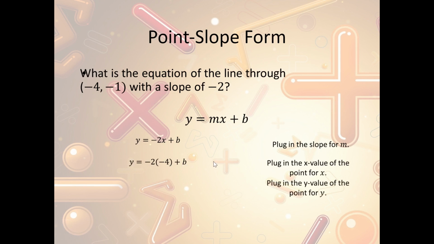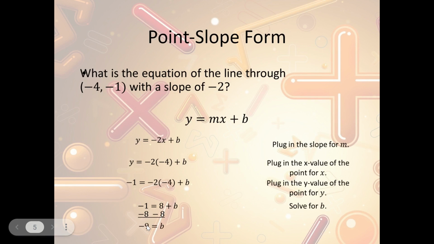Then we plug in our y value. Our y value is -1, and that goes in for y. So this is -1 = -2 times -4 + b. Now we just solve for b. Well, -2 times -4 is positive 8. So that's -1 = 8 + b. We're going to get rid of this 8 by subtracting. So we subtract 8 from both sides. And we get -1 minus 8 is -9. That's equal to b.